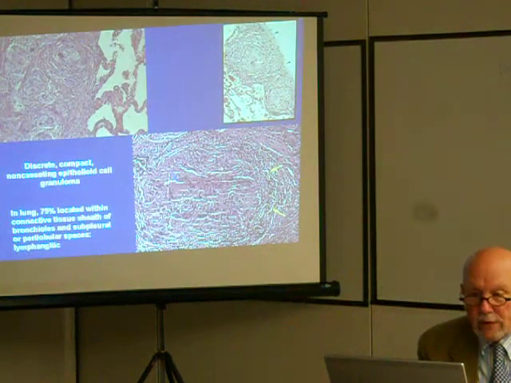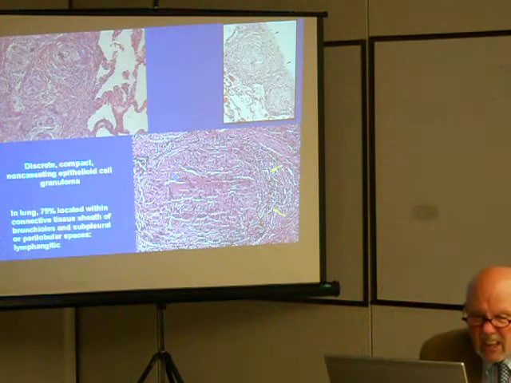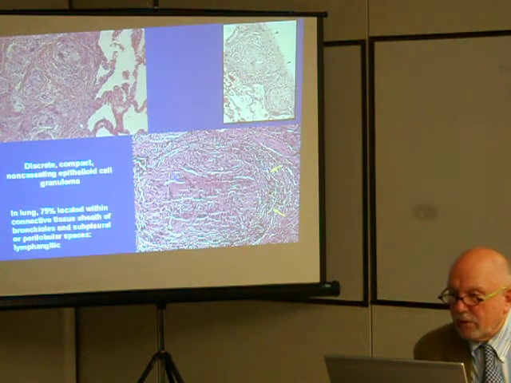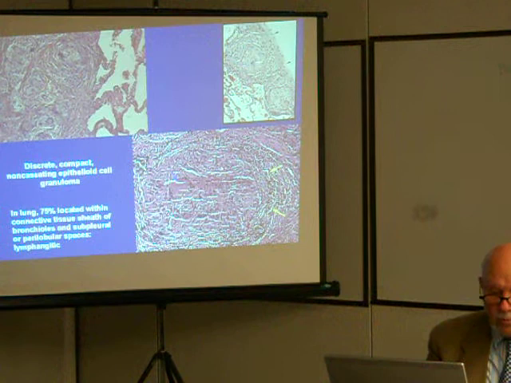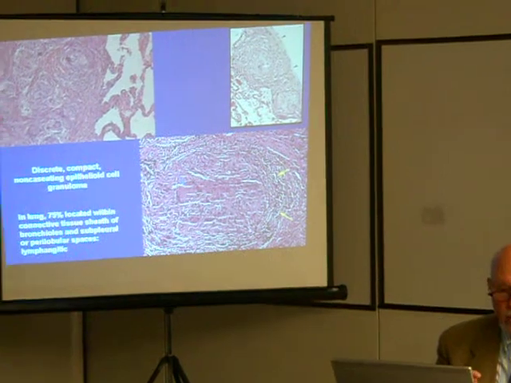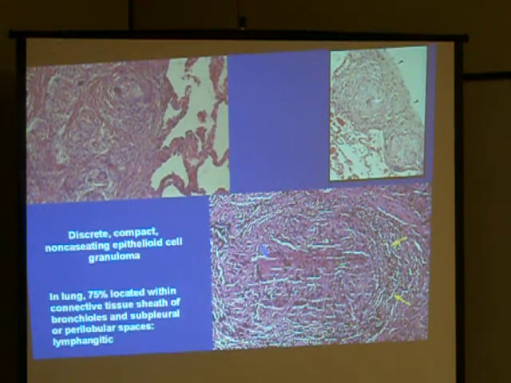So here they are, the discrete, compact, well-defined epithelioid granulomas, the swirls. You recognize these all over the place. In the lung, 75% are within the connective tissue sheath: the bronchioles, subpleural, perilobular spaces, and lymphatic areas. Okay, usually in the sheath of the bronchiole, but usually not involving the bronchi themselves. Usually it's more the interstitial. So what else are we going to see here? I guess this is just pointing to a giant cell. I'm not so sure why I did this.